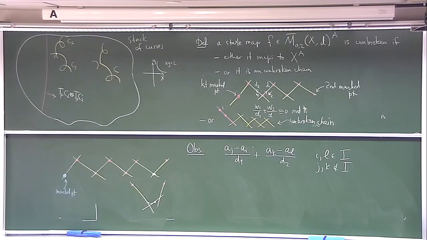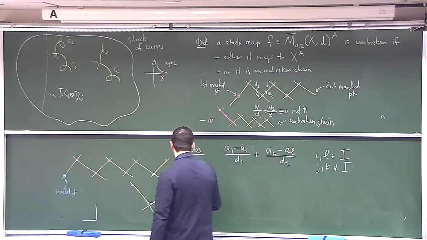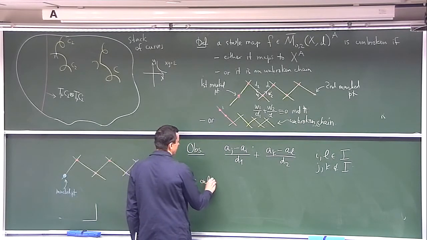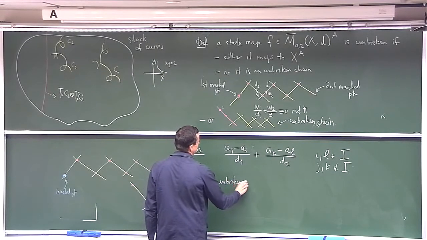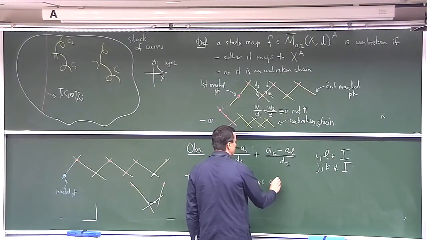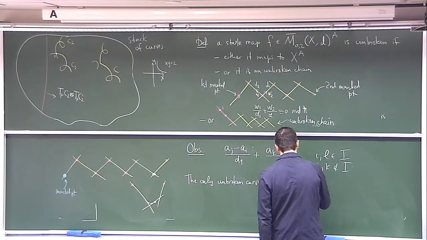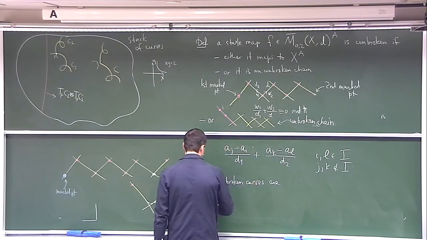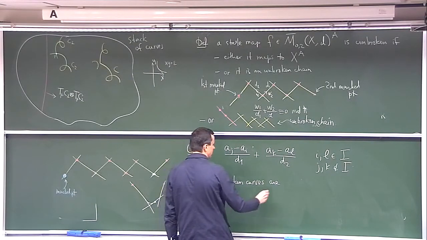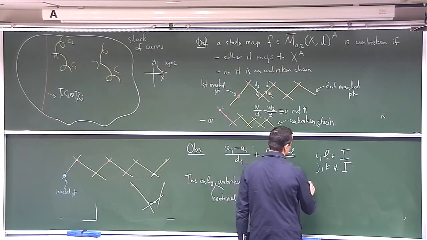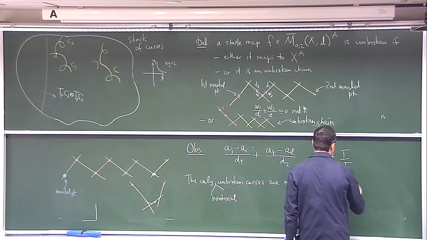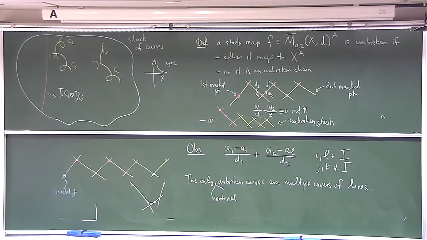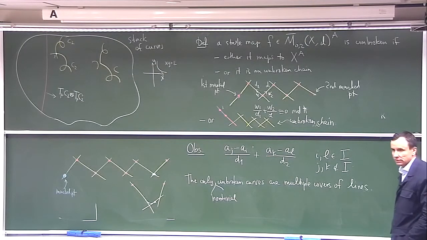So you cannot have a chain. The conclusion is that the only unbroken curves, the only non-trivial moving curves, are multiple covers. Anything else, you don't have to compute, because anything else is going to give you something which is divisible by h bar squared.